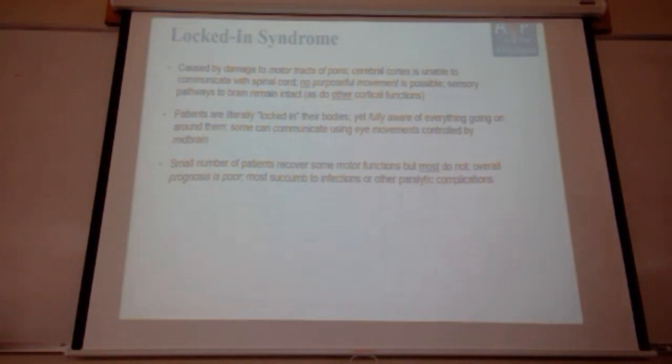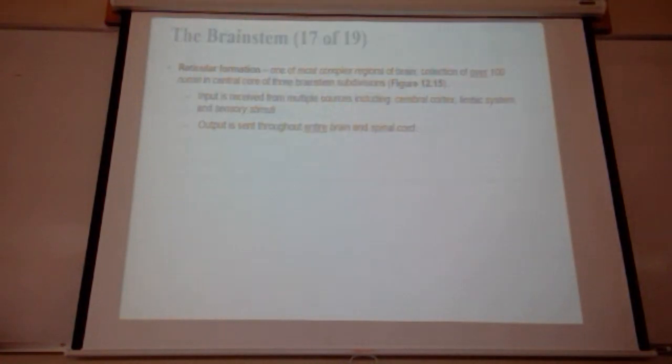Locked-in syndrome is caused by damage to motor tracts of the pons. The cerebral cortex is unable to communicate with the spinal cord, so no purposeful movement is possible. The sensory pathways to the brain remain intact, as do other cortical functions. Patients are literally locked in their bodies, yet fully aware of everything going on around them. Some can communicate using eye movements, which are controlled by the midbrain. A small number of these patients recover some motor functions, but most do not. Overall prognosis is poor, with most succumbing to infections or other paralytic complications. So, damage to the pons is called locked-in syndrome.